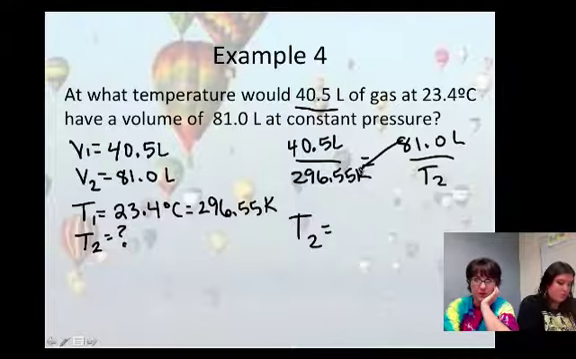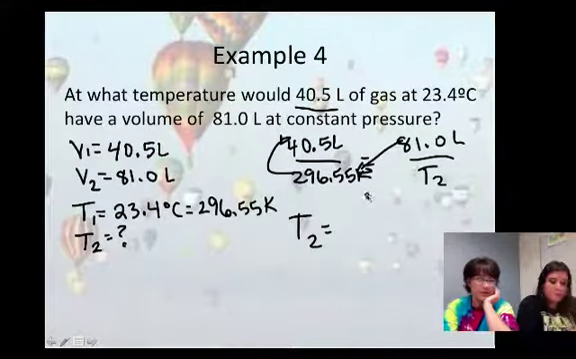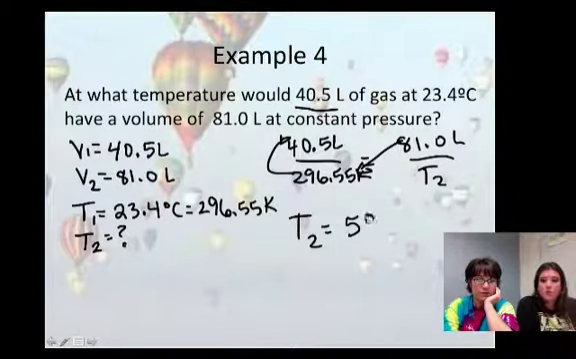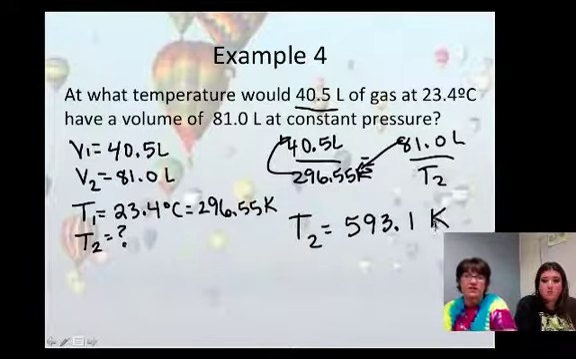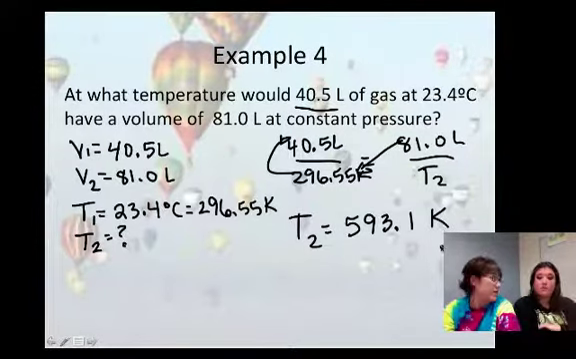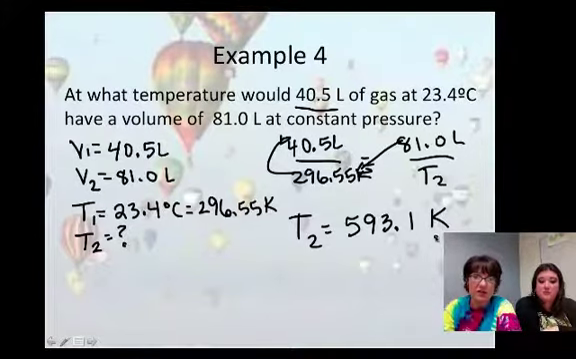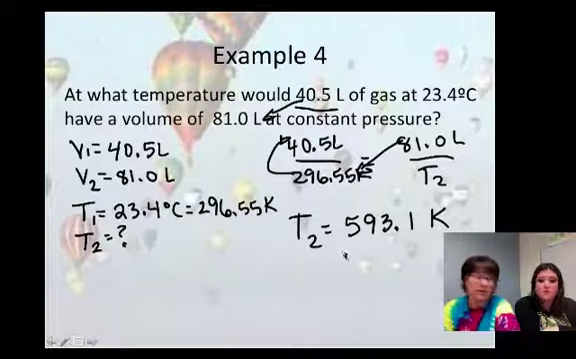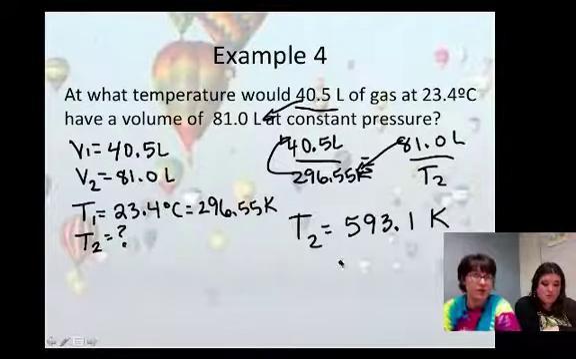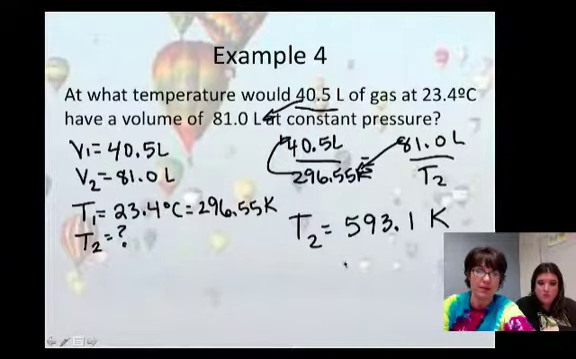Okay, so multiply across and then divide by the 40.5. 593.1. Okay. And that's in kelvins, not Celsius, in case anybody was freaking out that that's a really high temperature. Remember, that's in kelvins. Plus, the volume doubled, right? So we expect it to get hotter. And it's almost twice as hot. Well, it is exactly twice as hot because they're directly proportional. So that's it. That's how we solve problems with Charles' law.